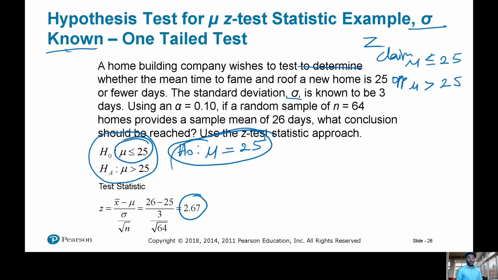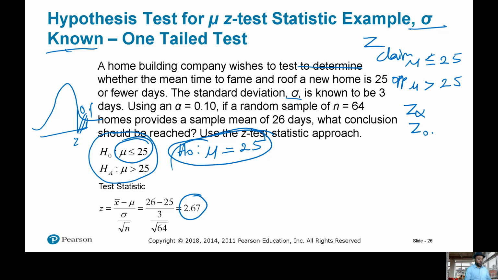Now we're going to compare 2.67 with a critical value. What is our critical value? That will be z of alpha, and alpha here, that is z of 0.1. How do we get the z value? So we're given that alpha is 0.1. What we're really saying is that we have this distribution, the right tail. This area is 0.1. What is the z value when that area is 0.1?